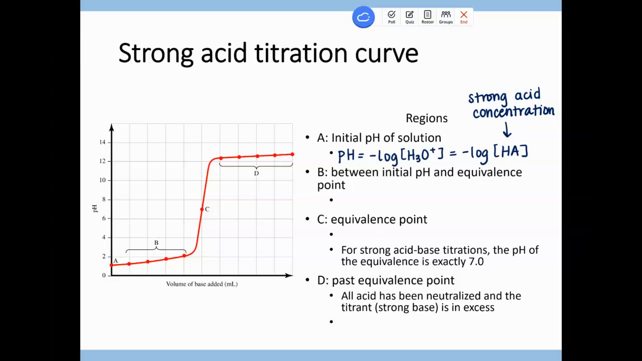At that time, we can still calculate the pH as the negative log of H3O+. But we can't assume now that initial concentration of HA is the same as H3O+ concentration, because when base is added, it neutralizes some of that H3O+. So not all of the HA is now H3O+, some of it is neutralized as H2O. So you'd have to find H3O+ to calculate pH there.